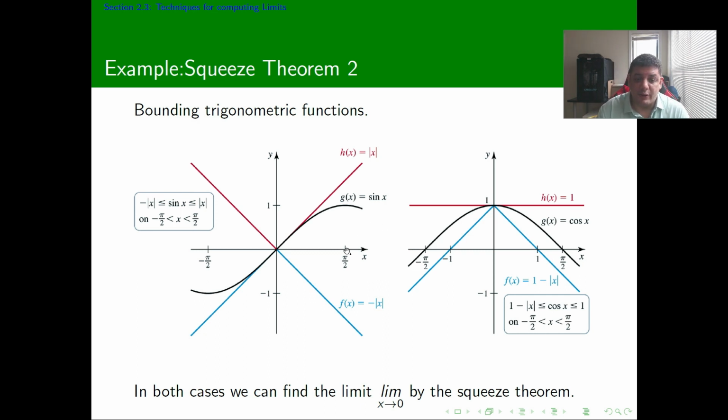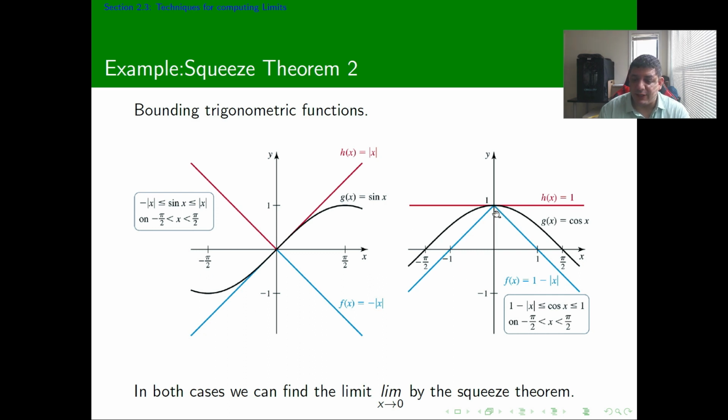around 0. So although we can say that sine of x is between minus the absolute value of x and the absolute value of x, between minus pi half and pi half, if I'm going to work with the cosine of x, notice that this is the black function here. I need different functions to bound it. So I can bound the top with 1, but I'm not going to be able to bound the bottom easily. So I need something that goes below. So that's why I use 1 minus the absolute value of x. Notice that minus the absolute value of x is this blue function, just like this.